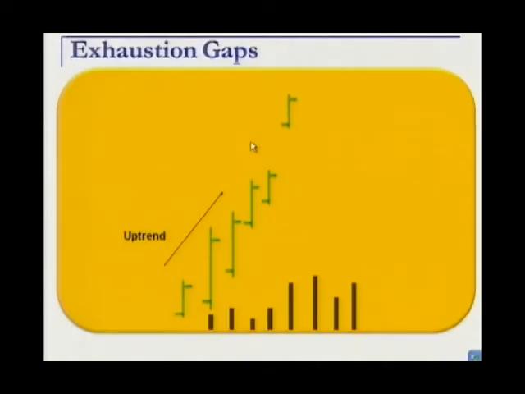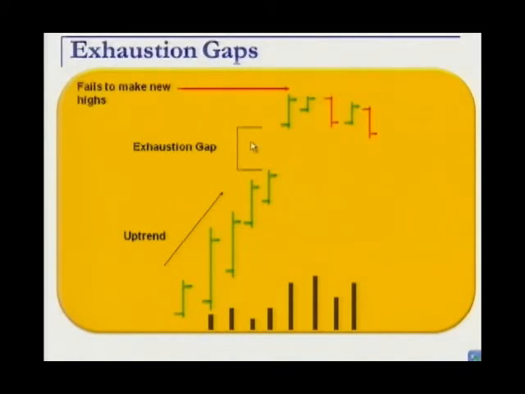So here's the uptrend. Here's the exhaustion gap. Notice it fails to make further highs, fails to make new highs, and therefore you can see it starts to pull back, and then we start to fall. So that's simply an exhaustion gap. Now we could short here. We could either close a long position on this, or we could short as the gap is filled and take a short position.